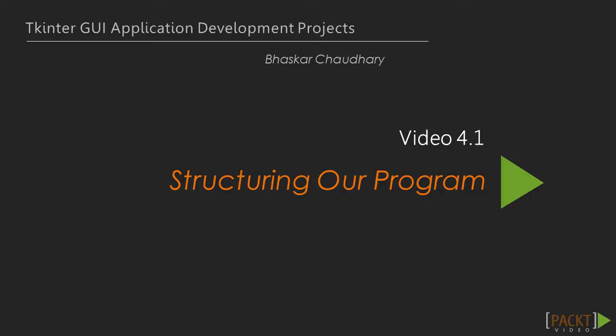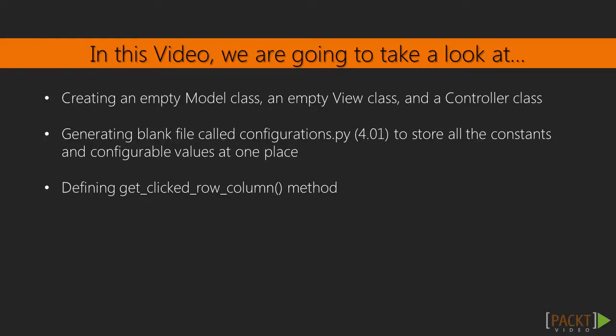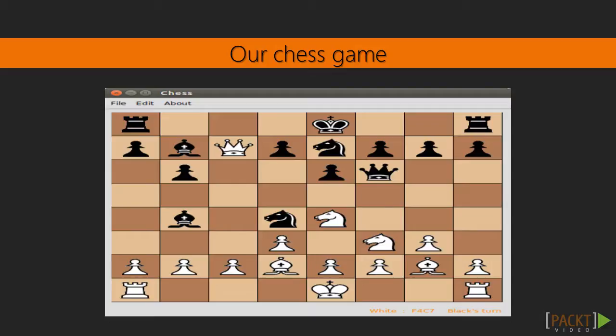Now we will see the first video of Section 4, Structuring Our Program. The main goal of this section is to build a chess game. Our chess game will enforce all the standard rules that are applicable to a game of chess. Some advanced rules and features are left as an exercise for you. In its final form, our chess program will look like this.